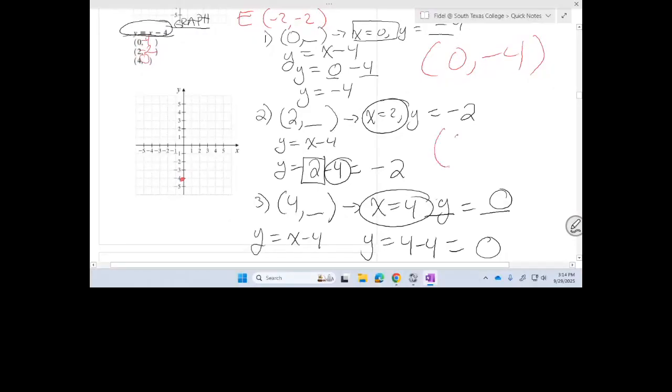The next point we have, y'all, is 2 and negative 2. That means we're going to go to the right 2, and then we're going to go down to negative 2. And then the third point we have, y'all, is the point 4 and 0. So we're going to go to the right 4, and then we're going to stay right there. And y'all, if you notice, we got ourselves a line. And there's my line.